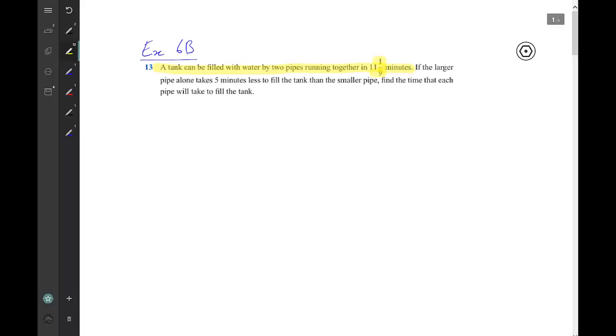The first is I will draw a really basic picture of what's going on. So I've got a bigger pipe, call it that one, and a smaller pipe, and then both running into a tank. I will label it just because my drawings are pretty woeful. So first thing I'm going to do is change that 11 on 9 and make it 100 on 9 just for ease of manipulation.